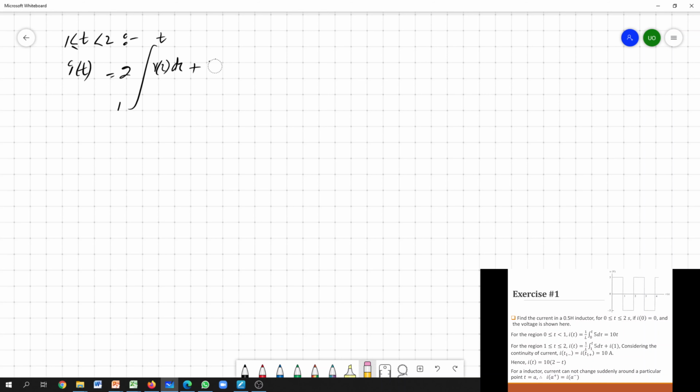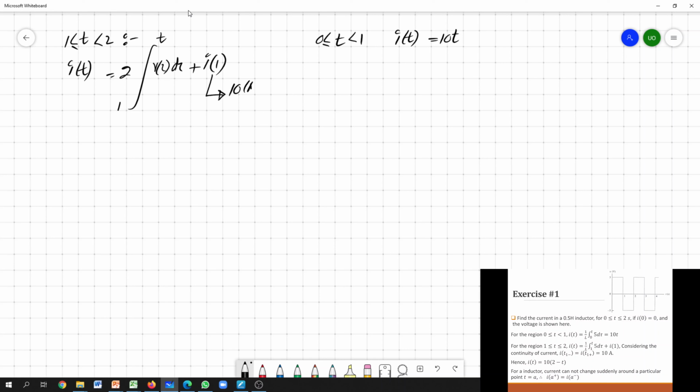the initial condition, I1, the initial condition at t equals 1 second. How do you get this? From the previous equation we obtained this relationship. From this one you can easily get the value for the t equals 1 case. It's equal to 10 amperes.